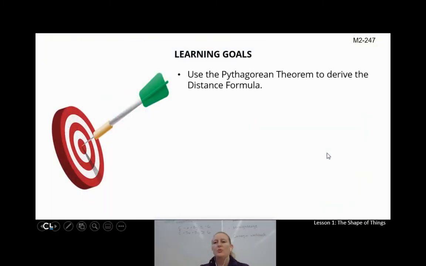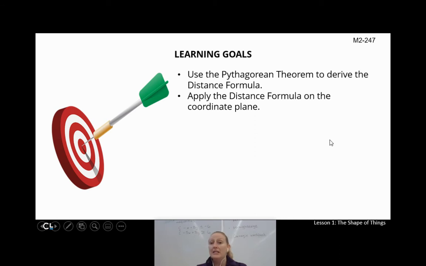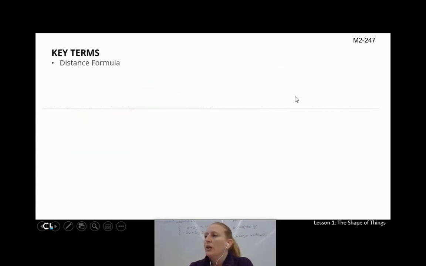So our learning goals: we're going to use the Pythagorean Theorem to derive the distance formula. Ooh. You're used to the Pythagorean Theorem, but it turns out you can push it just a step further in order to find the distance between any 2 points. It's really cool. You're going to apply that distance formula on the coordinate plane, right? So you've got 2 points on the coordinate plane. Find the distance between those points. Distance formula is your guy. We're also going to be playing around a bit with the midpoint formula and a few other things as well. So our key terms today will be distance formula, midpoint, and midpoint formula.